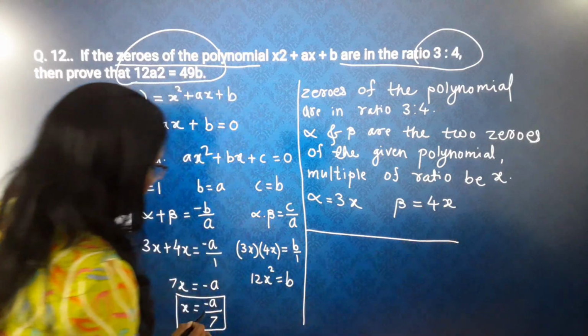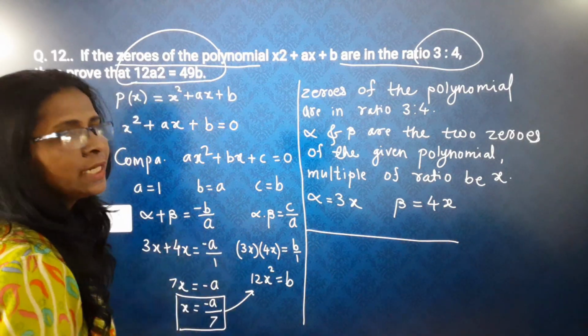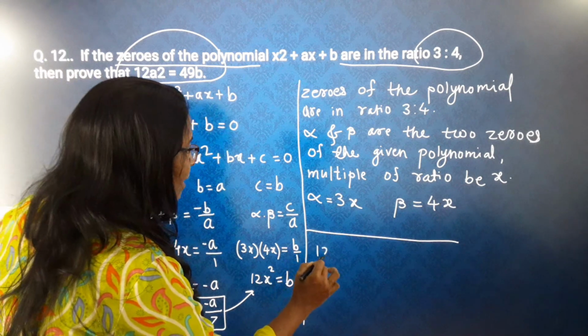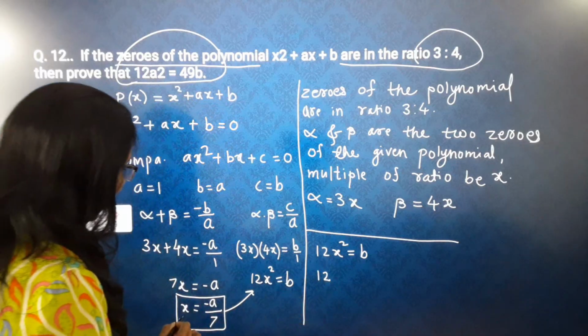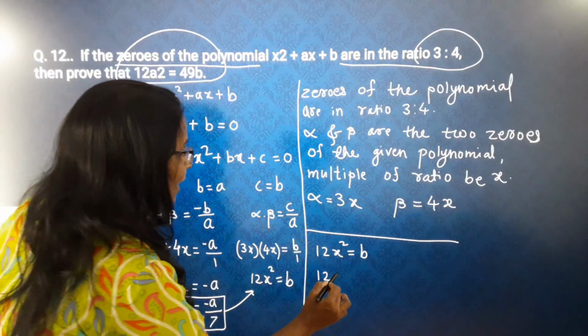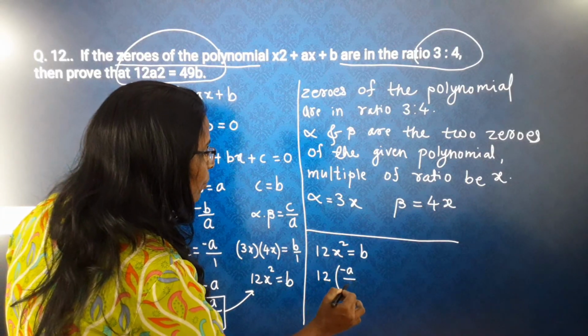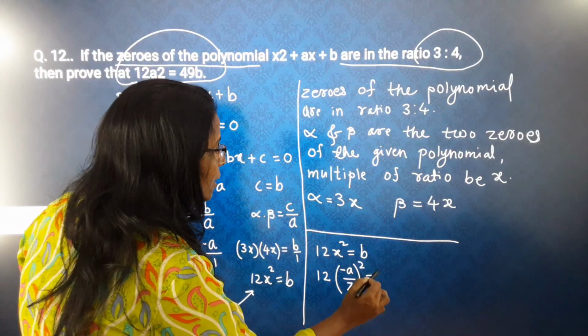Now this value we substitute in this equation. So here 12x square is equal to b, and that means 12, at the place of x I write minus a upon 7 whole bracket square is equal to b.